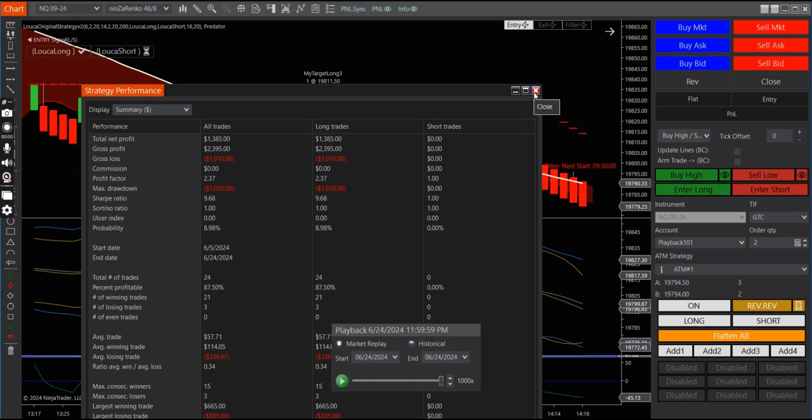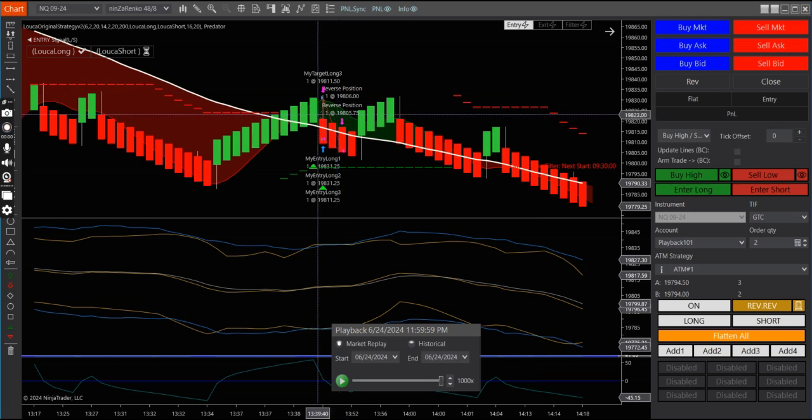Let me close this. So if I'm analyzing how I can fix this, I actually have three trades that go in. There are three contracts. My initial contract has a take profit of 20.